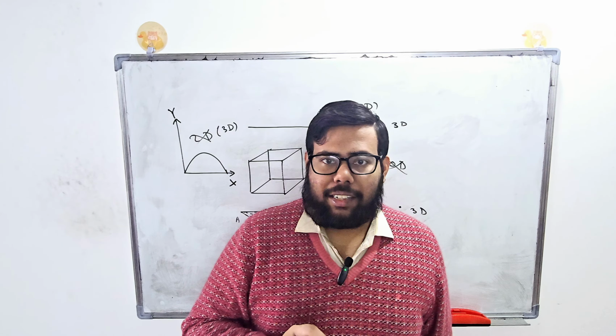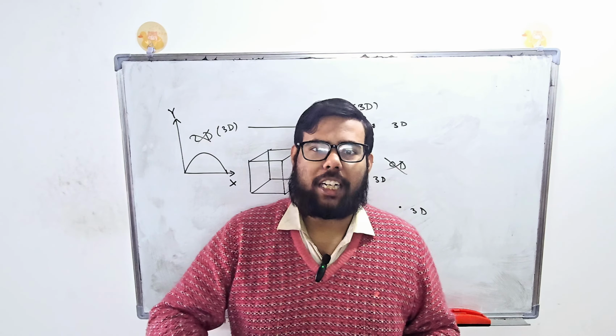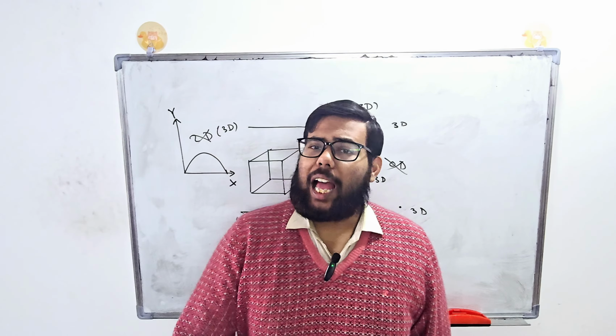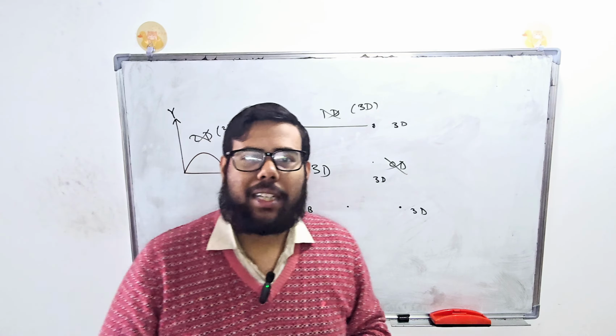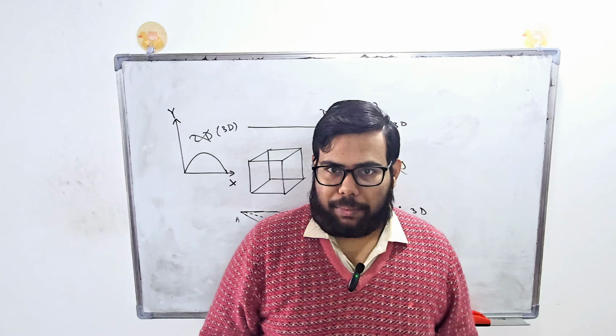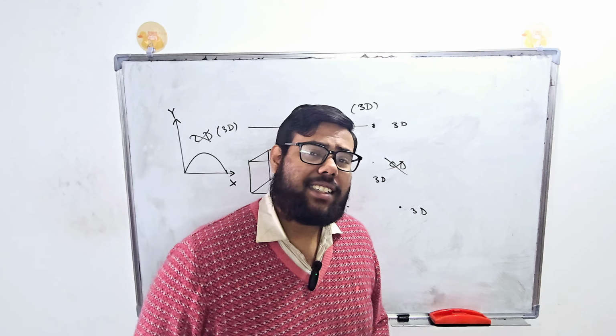So for the existence of any object in this 3D universe, it must occupy some space, it must have some volume. Approximately zero doesn't mean that it is exactly zero. That is the concept of limits. And that is the end of this misconception.